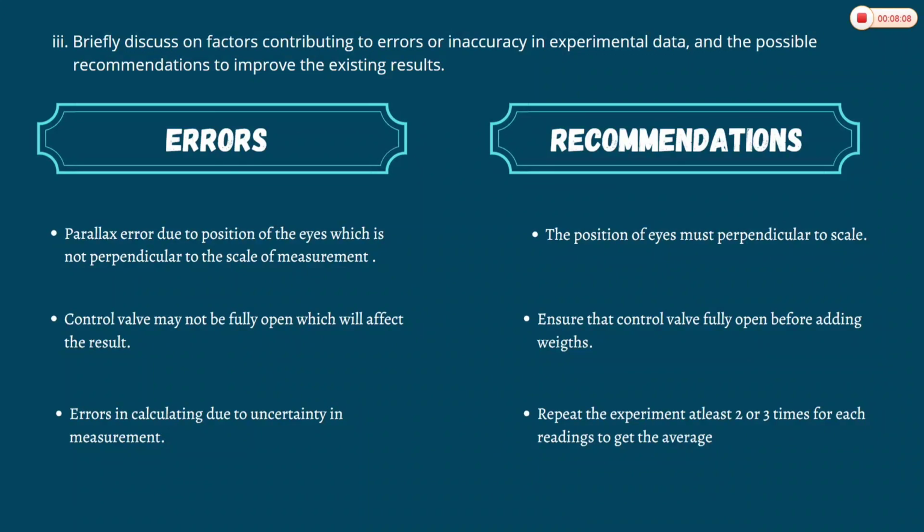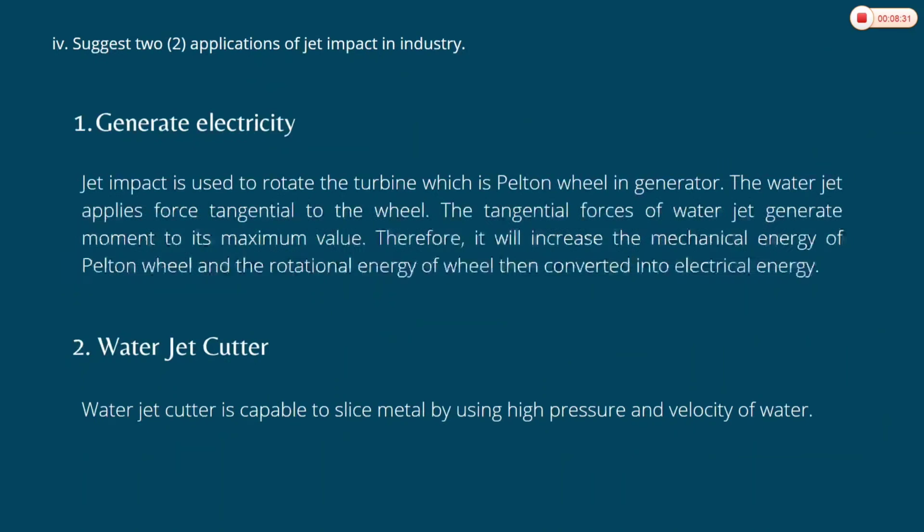So for the recommendation, first, the position of eyes must be perpendicular to scale. Second, ensure that control valve is fully open before adding weights. And last one is repeat the experiment at least 2 or 3 times for each reading to get the average and accurate results. And fourth question, suggest 2 applications of jet impact in industry.